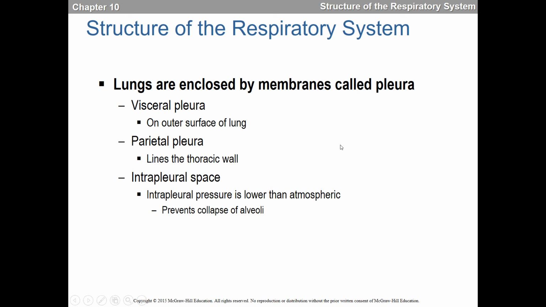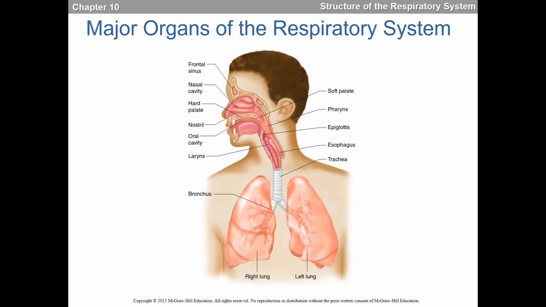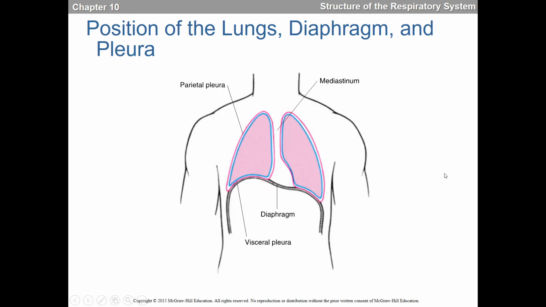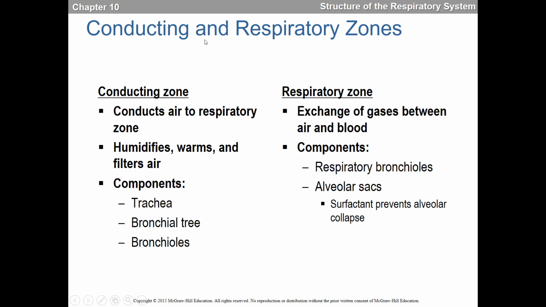And not really much else that I'm too concerned with about that. Now here, major organs of respiration, you can look through that if you're interested, but I'm not going to have you label that on a test or anything like that. There's the parietal pleura, visceral pleura, there's the diaphragm right there, bunch of things going on here.